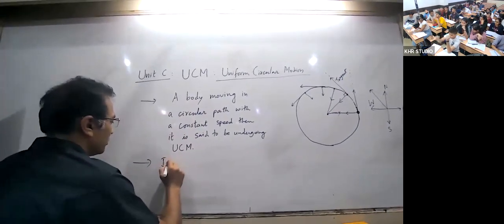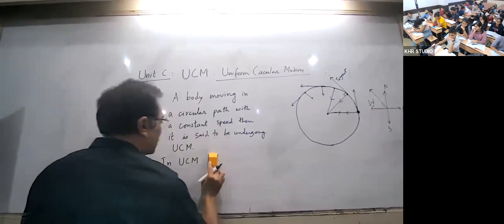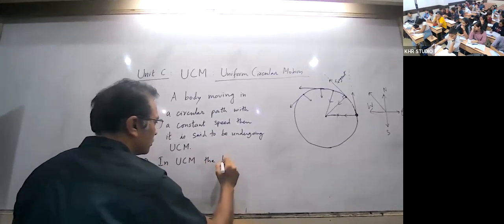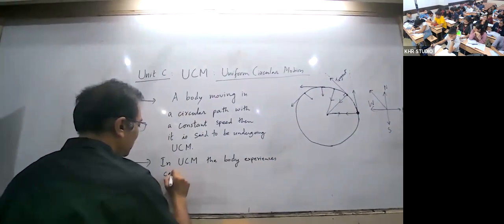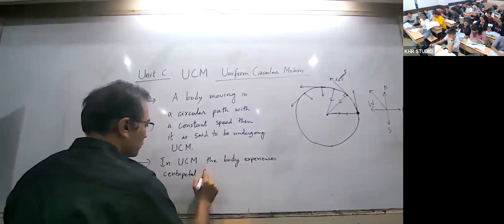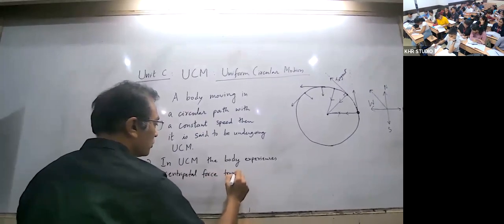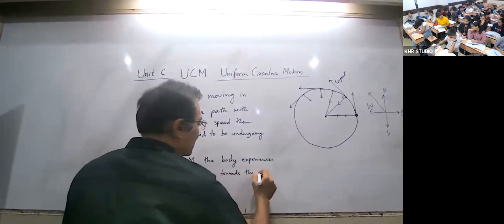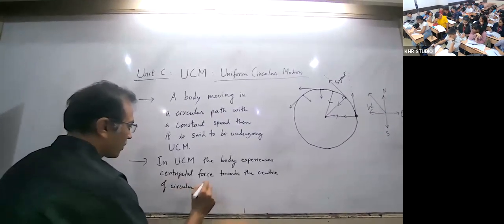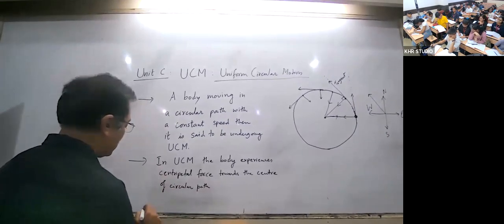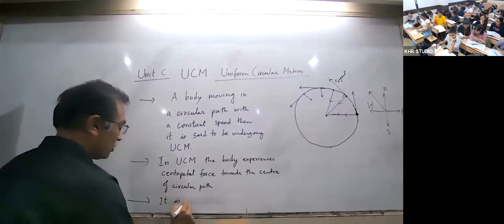In UCM, the body experiences centripetal force towards the center of the circular path. It is an accelerated motion.